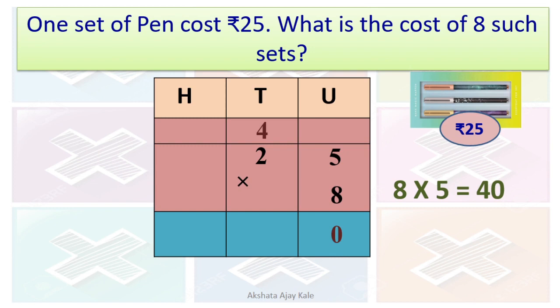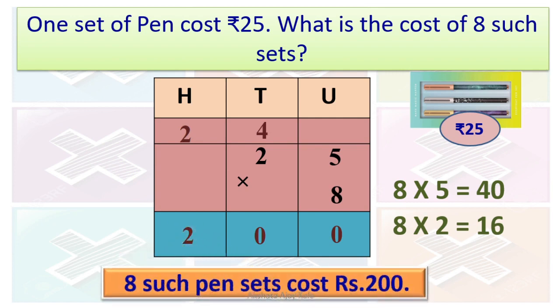Now second step is 8 2s are how much? 16. Correct? And 16 plus 4 we have to do, that is 20. Correct? So 0 here, 2 is carried over, and 2 we will write here. So how much we have to pay to the shopkeeper? Rupees 200, isn't it? So 8 such pen sets cost rupees 200. Correct? Understood?